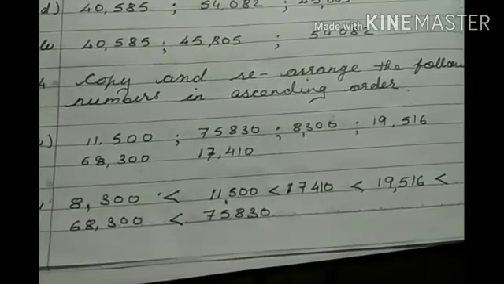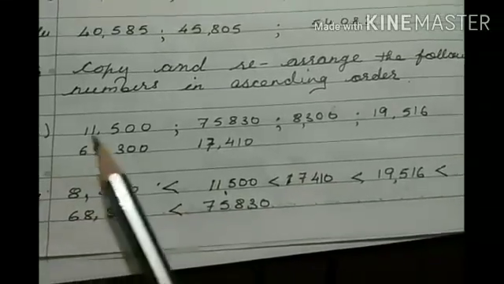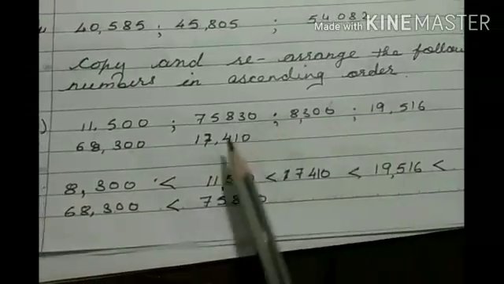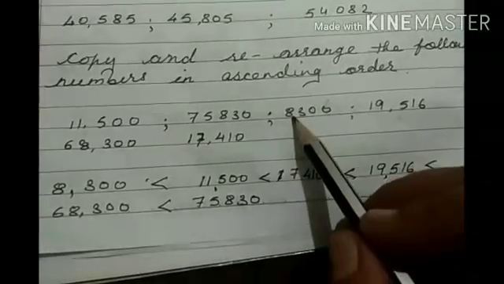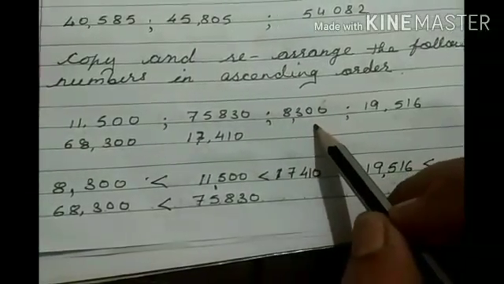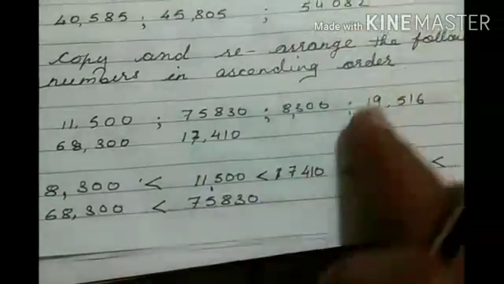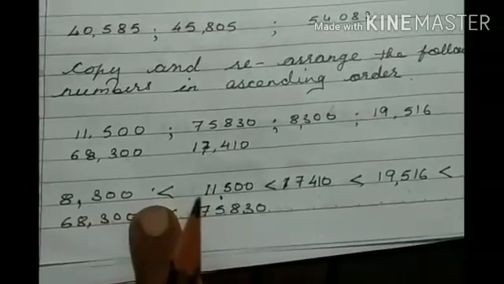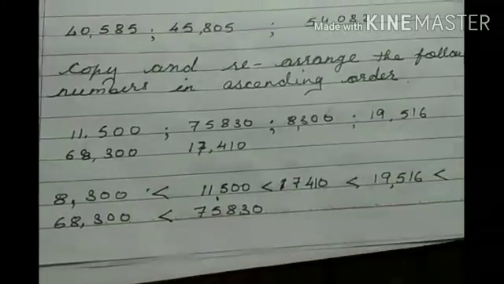The first step is we have to count the number of digits. Okay, so let me count the number of digits. This is having 5 digits, here also 5, this is also 5, this is also 5 digits, and this is also 5. Leaving only 8,300. 8,300 is having 4 digits. So the smallest number in this group is 8,300. So we have to write 8,300 first, because in ascending order, we have to arrange the numbers from the smallest to greatest.